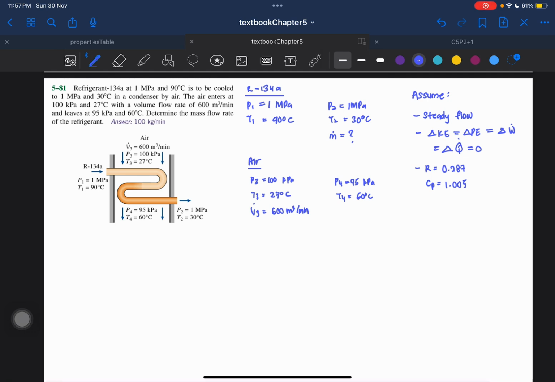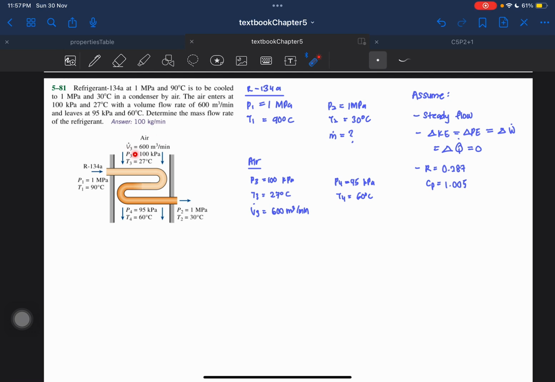So first of all, we need to make assumptions. We can assume it is a steady flow, because the volume that is coming in is equal to the volume that is coming out. And because there's no info about kinetic energy, potential energy, work, and heat loss from the device to the surroundings, we can assume they equal zero, and we neglect these things in the energy balance equation later on.